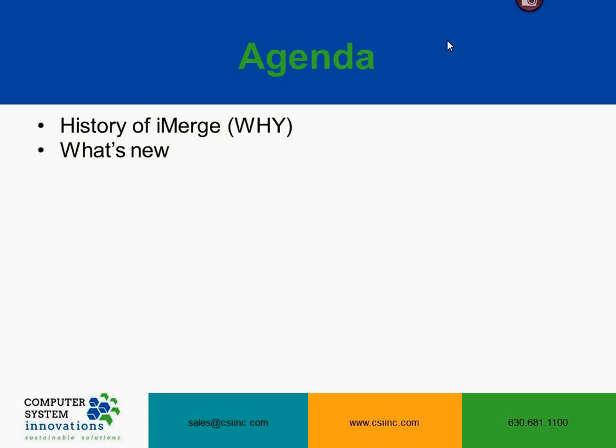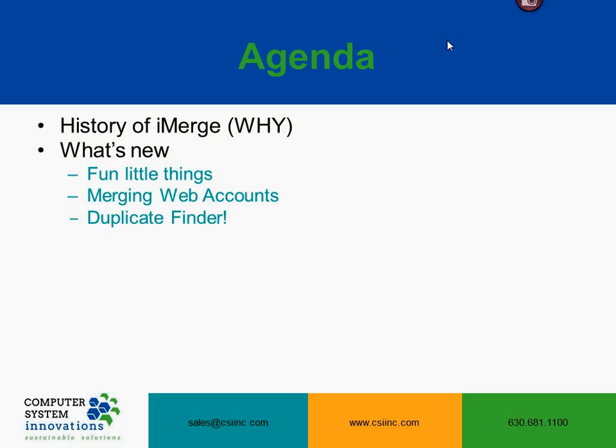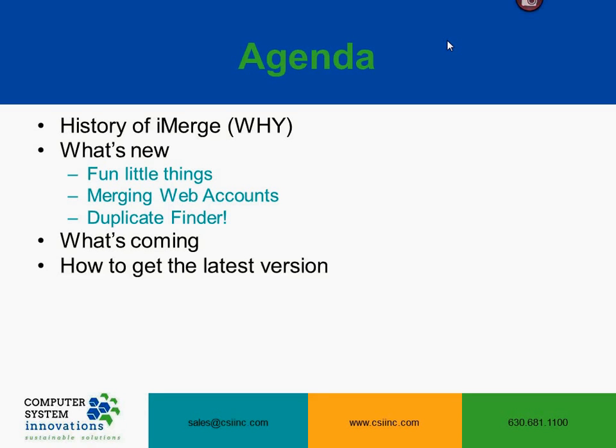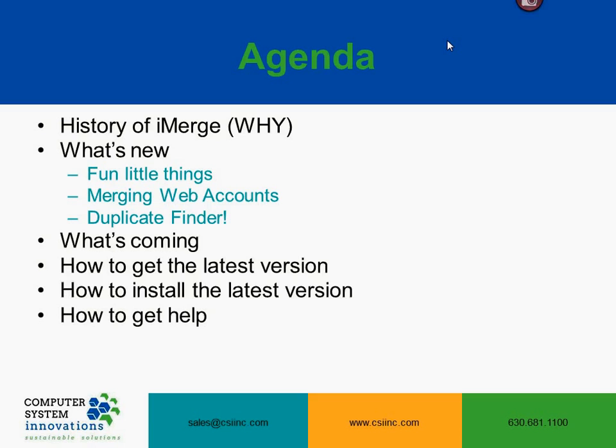So our agenda, we're going to talk a little bit about why we created iMerge, talk about some of the new things, some fun little things we've added, the ability to merge web accounts, the duplicate finder, what might be coming in iMerge 5. We're playing around with some ideas, maybe get some input there from y'all. How to get the latest version of iMerge if you don't have it, how to install it, how you can get help.